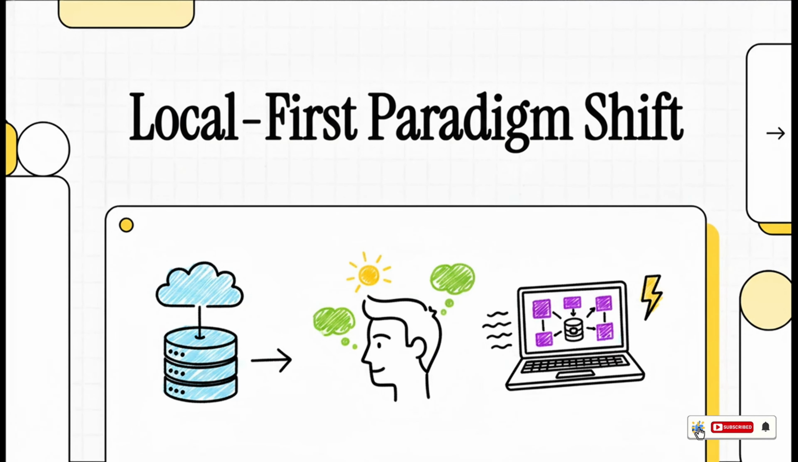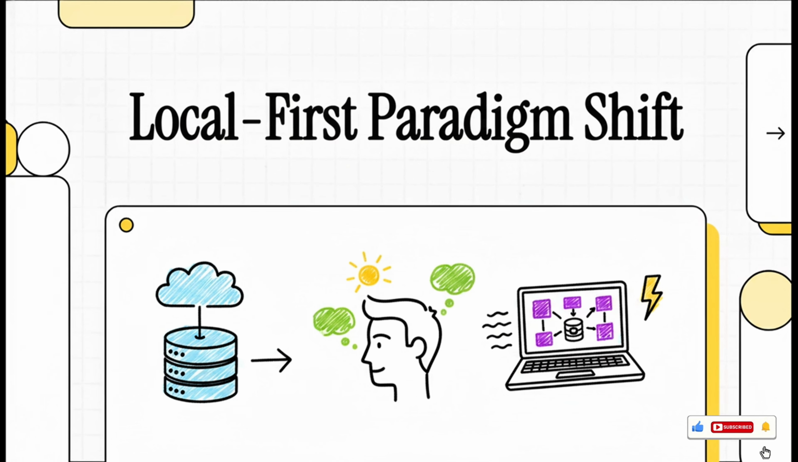Welcome to the Explainer. Today we're unpacking a truly fascinating piece of tech architecture that is completely changing how developers think about modern applications. We're going to follow the journey of Johannes Schickling. Now, he's a highly respected engineer and the founder of Prisma.